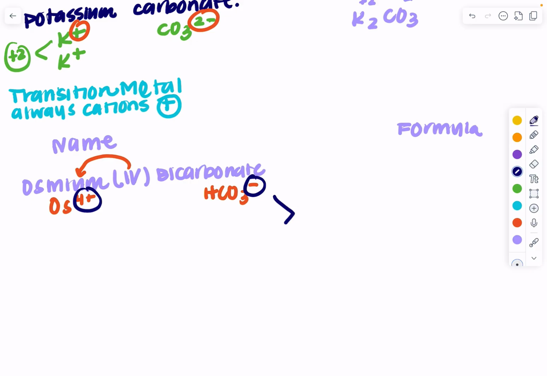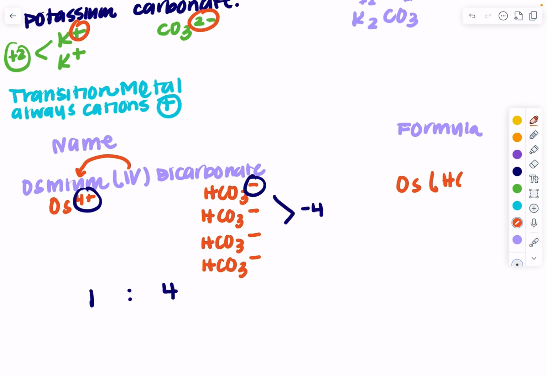Again, imbalance of charge here. We need to somehow get this to -4, or we need to somehow get this to -1, which is not possible. So that means that we need 4 bicarbonates to get to -4. So again, the way that we write this, we want to keep this 1-to-4 ratio. We're just going to have 1 osmium, but we're going to put bicarbonate in parentheses out of 4. This is +4. Because we have 4 of these, it's -4.